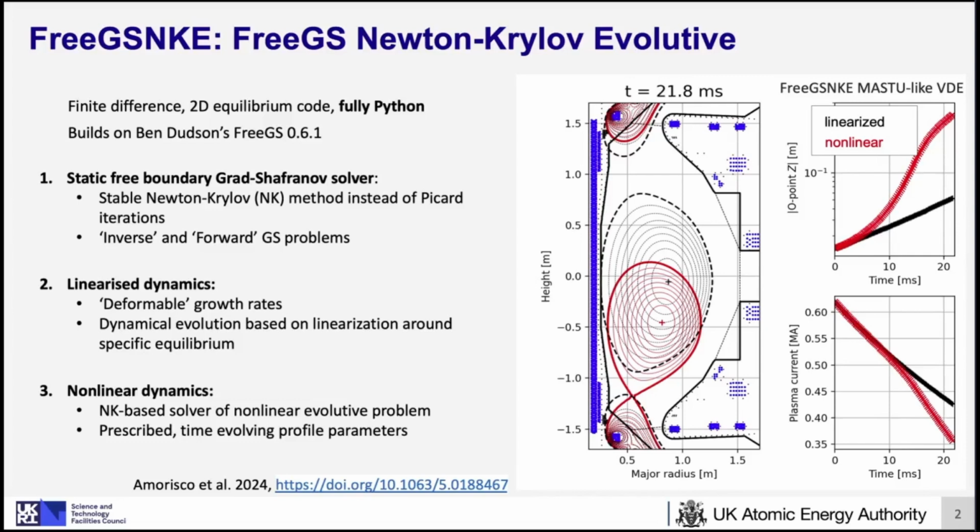So in particular, we have introduced a new static free boundary Grad-Shafranov solver that is based on Newton-Krylov method instead of the Picard iteration that are originally there in FreeGS. And then we've introduced a completely new capability, which is the one to do evolutive simulations of the plasma equilibrium. And FREEGSNKE can do both linearized dynamics and fully nonlinear dynamics.